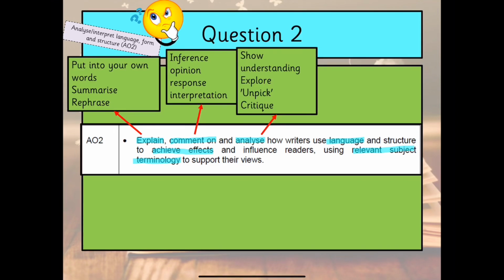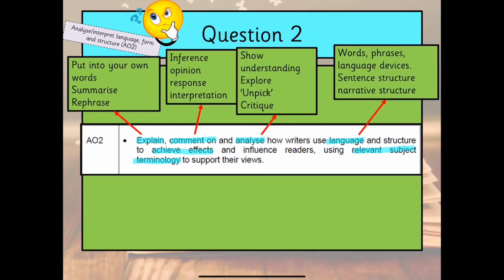Analysis is all about showing you understand by exploring or unpicking. This is the bit where I talk about zooming in on a specific word or a specific feature, especially if you're using longer quotes. I would always encourage you to try and use shorter quotes where possible because it saves you time and it shows that you're being more judicious in your choices. However, if you're using a longer quote, being able to zoom in on which individual words or which individual parts of that quote create the inference or the opinion that you've already referred to, that's where you're going to pick up the marks for analysis.